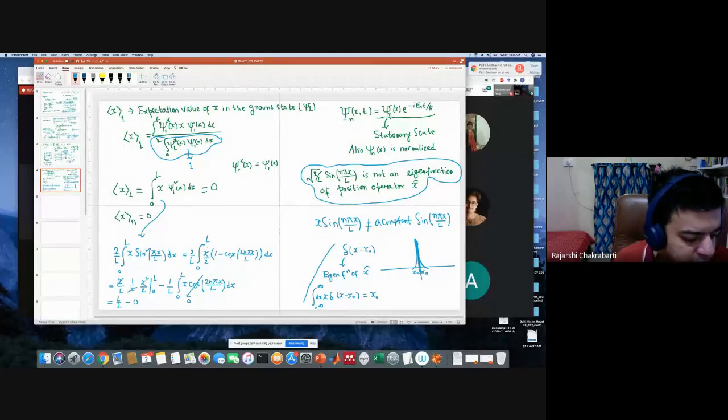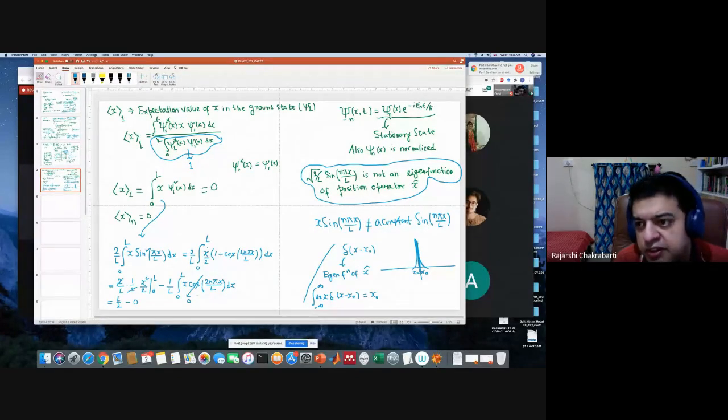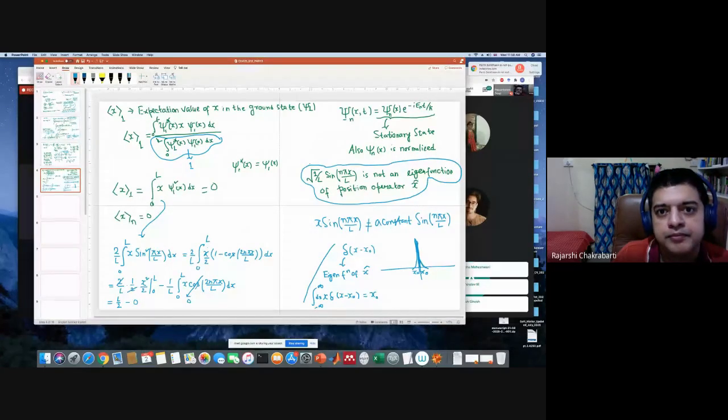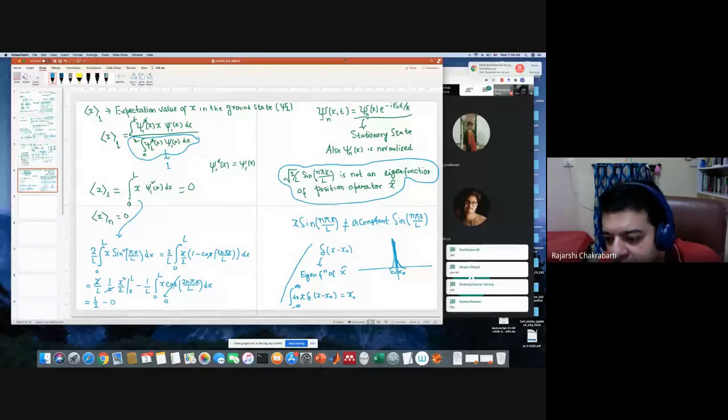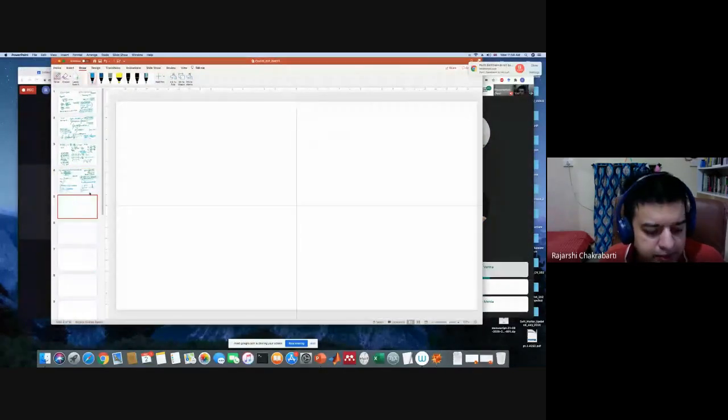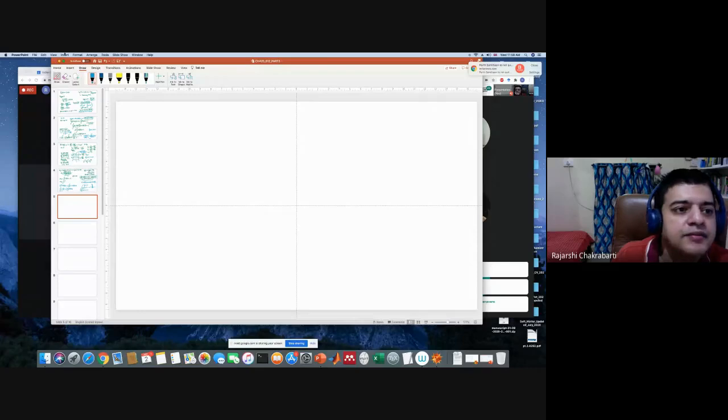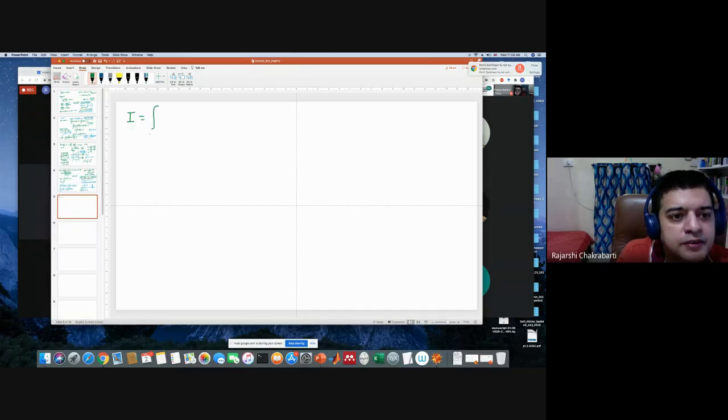Are you convinced that this integral is 0? How many of you are convinced? Let me see. Okay, many are convinced. Well, that's great. So let us again try to evaluate this integral. There is no harm evaluating this integral. What is the integral? Here, the integral is 0 to L x times cos twice n pi x.